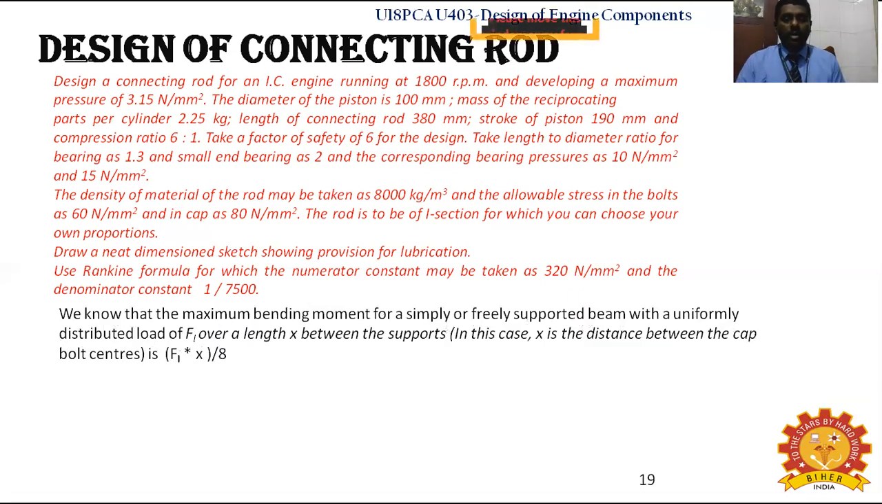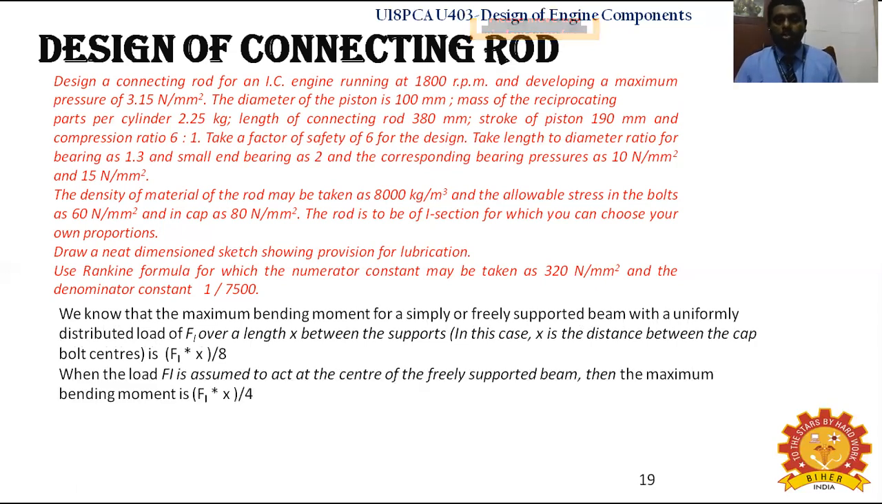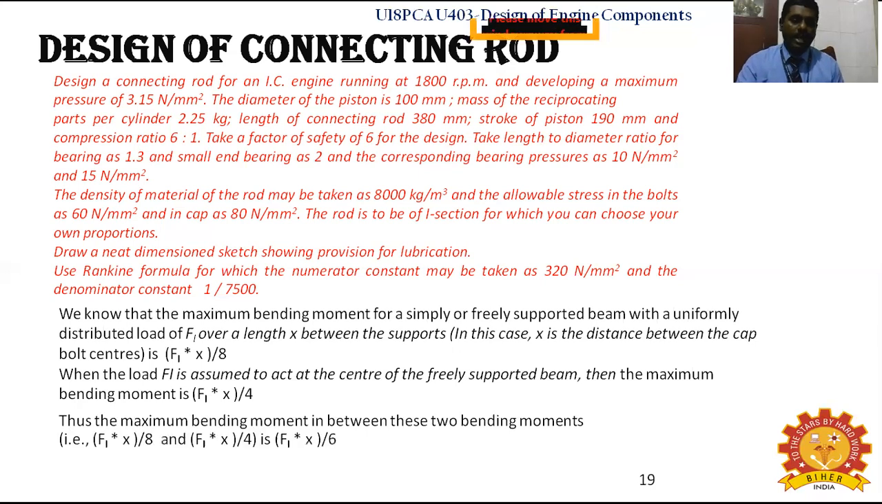So now we will find the maximum bending moment for a simply supported or freely supported beam with a uniformly distributed load Fi over a length x between the supports. The x will be the distance between the cap bolt centers, so the moment will be Fi into x divided by 8. Also, the load Fi is assumed to act at the center of the freely supported beam. If you take a beam supported with a midpoint load, then the bending moment will be Fi into x by 4.